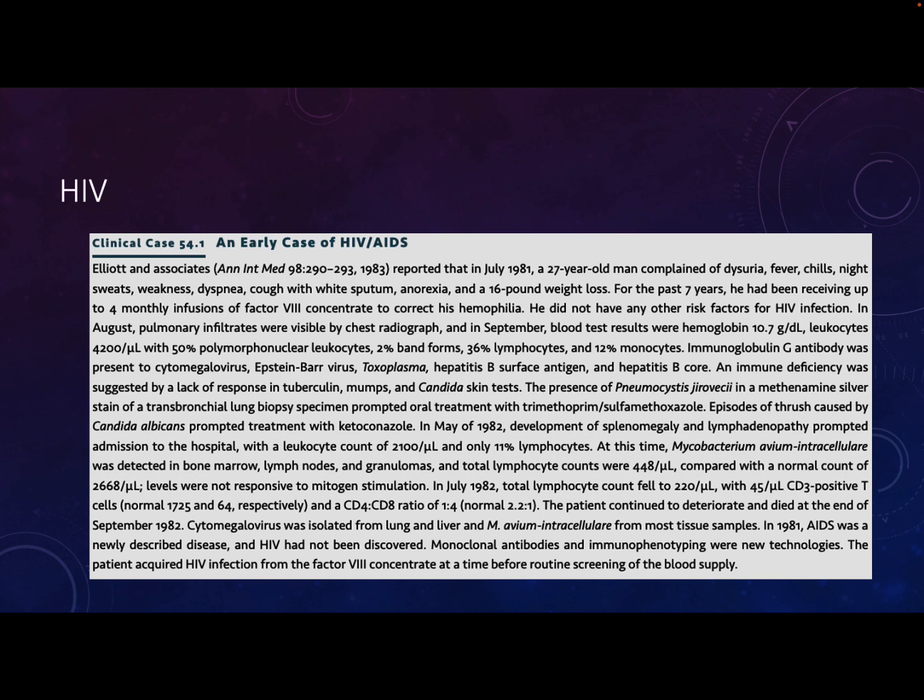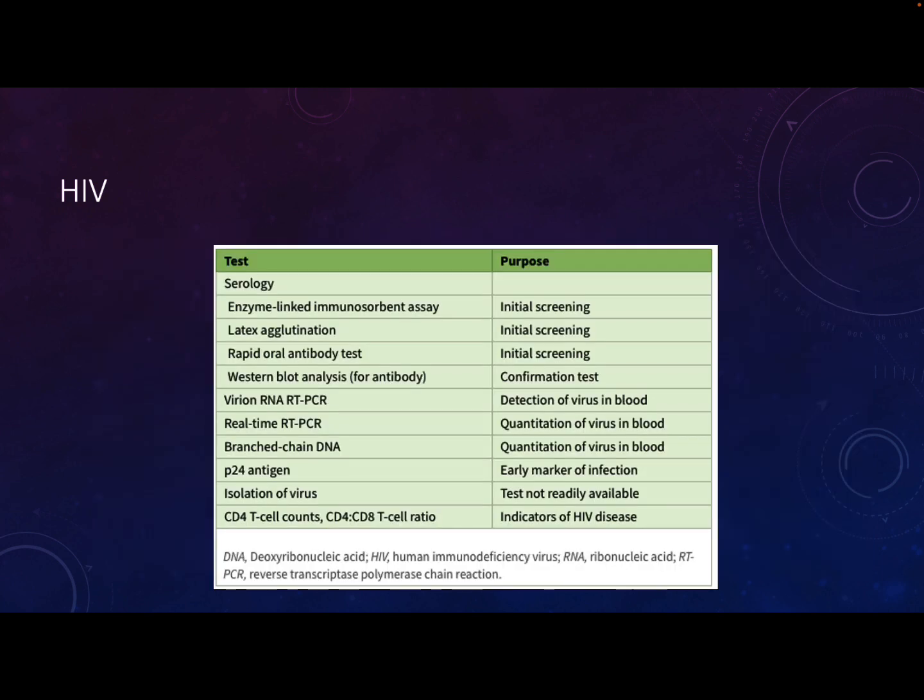In 1981, AIDS was a newly described disease. HIV had not been discovered. Monoclonal antibodies and immunophenotyping were new technologies. This patient acquired HIV infection before routine screening of the blood supply. So again, you're looking at this idea of we didn't know what it was, and I wasn't even alive. We, scientists, didn't know what it was.